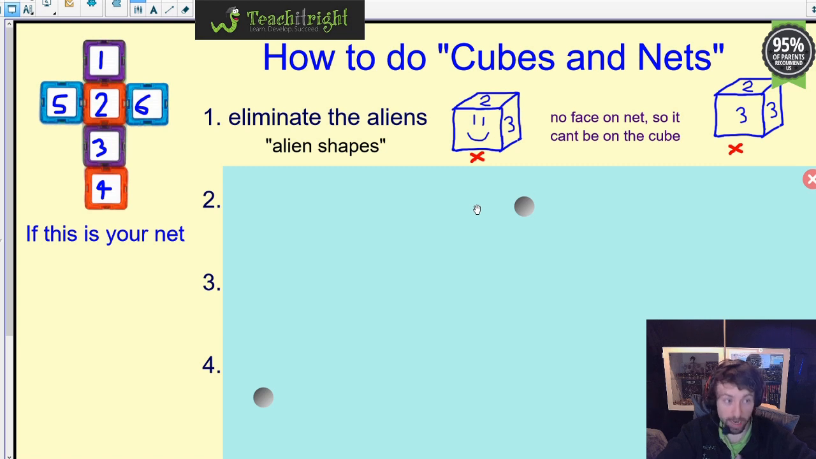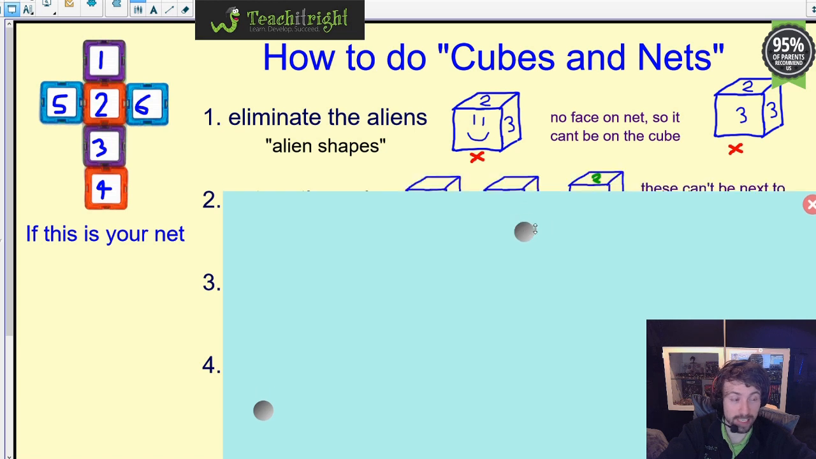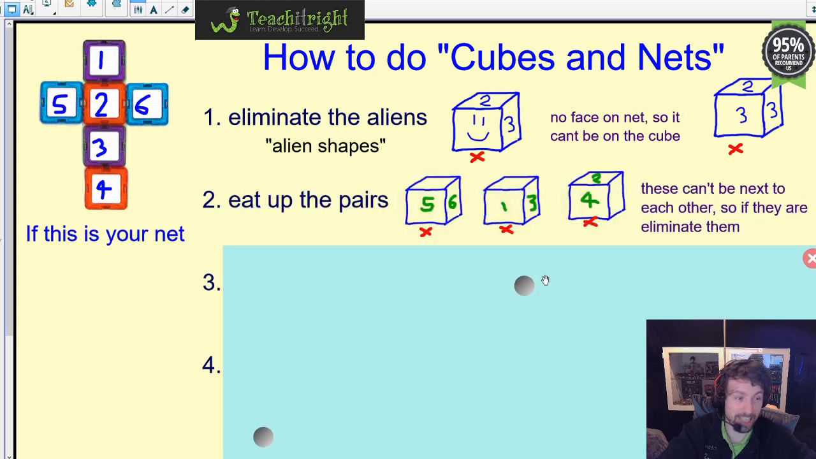The next one to look for, again in my opinion, is the next easiest, and quite often between just steps 1 and 2, that will sometimes be sufficient to enable you to eliminate enough options so there's only one left. And step 2 is to look for pairs. So I say eat up the pears. That's just a fun way of remembering it. Of course, I don't mean pears the fruit. What I actually mean are the pairs on the net that can't be next to each other.